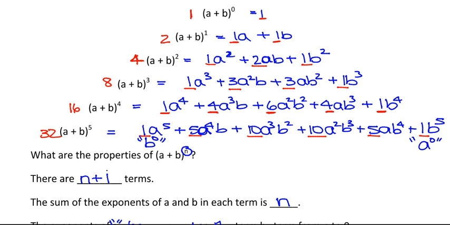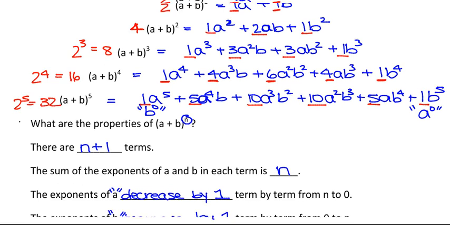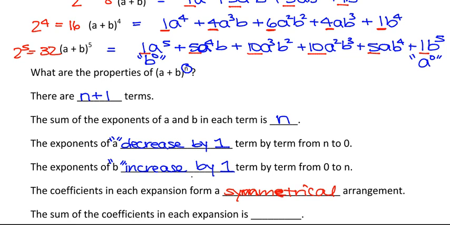So if you noticed that the pattern for the sum of the coefficients is 2 to the power of n, which in this case would be 2 cubed, in this case 2 to the 4, in this case 2 to the 5, you are correct. The sum of the coefficients in each expansion is 2 to the power of n. I'm going to stop the video here.